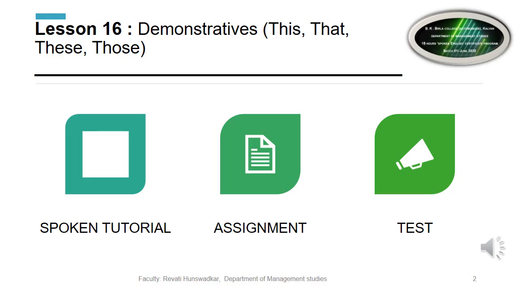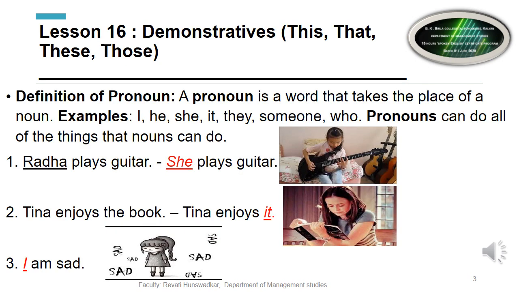On the second slide we can see there is spoken tutorial, assignment and test. We are going to start talking about demonstrative pronoun today. Before that, let us know what a pronoun is. Allow me to answer that question by way of demonstration.